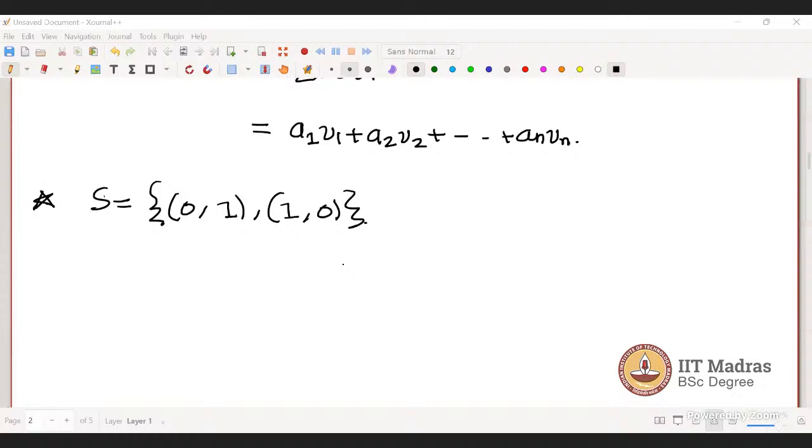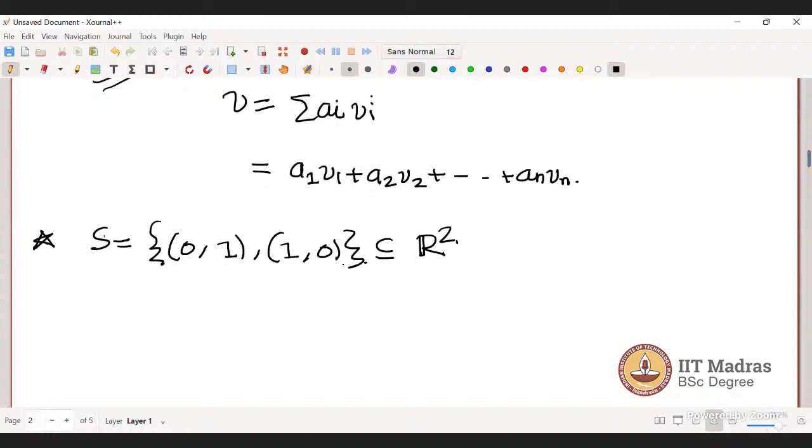Excuse me, sir. What will be the basis for the above question? Which one? That A into 1. Yeah, I'll come to that. Let me discuss span first, then after that I can talk about linear dependence, independence, and basis. So better I spend some more time on span, then I will go to basis. Okay.